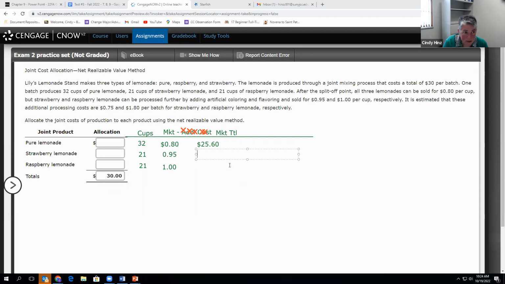21 cups at 95 cents for the strawberry lemonade is $19.95. And 21 cups at $1 would of course be $21. So that's the total market value per batch. Now we can subtract the additional cost.